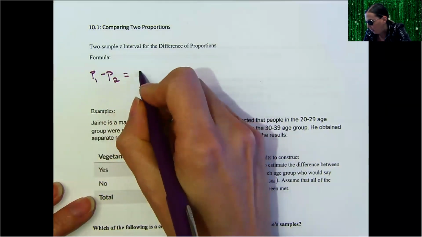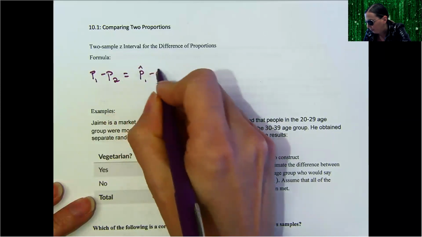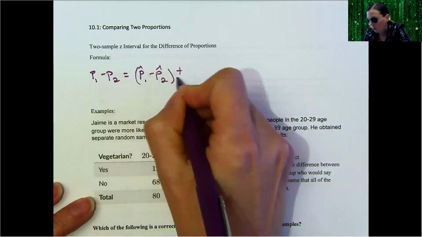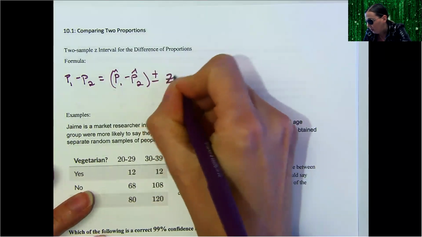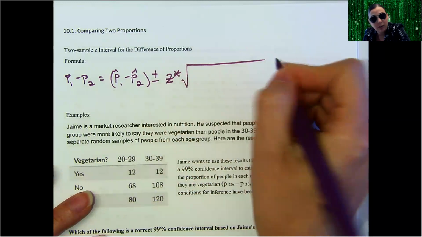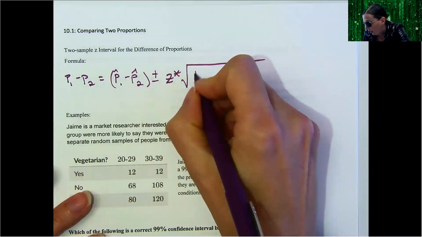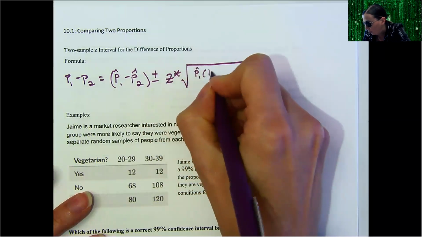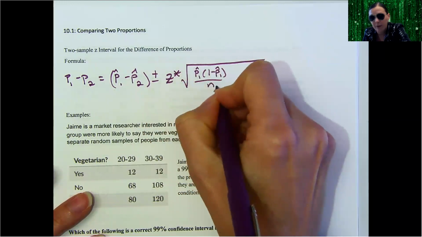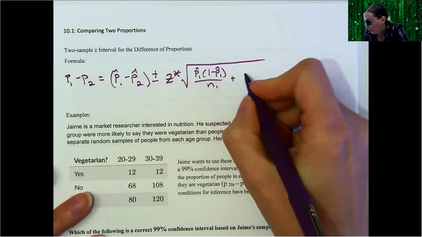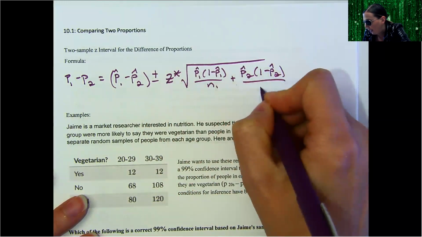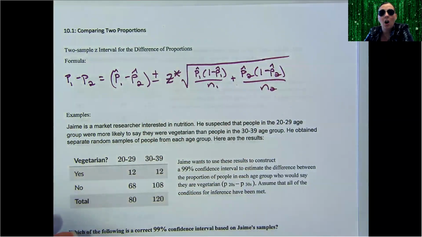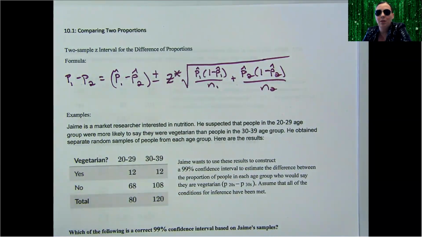So we had our sample plus or minus the margin of error. The margin of error formula is that Z star times the standard error. It was that giant square root. You had P hat 1, 1 minus P hat 1 all over N1 for the first group. And then for your second group, you have P hat 2, 1 minus P hat 2 all over N2. These formulas are on the formula sheet, so it's not something you have to memorize. You can look it up.